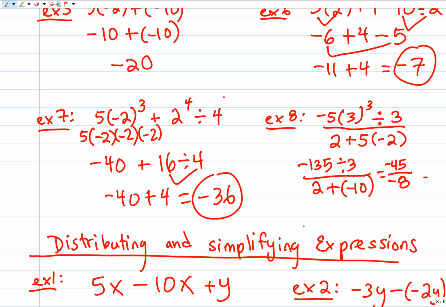Unfortunately not. What do you have to remember? What is a negative divided by a negative? So even though the 8 won't divide into the 45 any easier, or make it any simpler, we write that answer as positive 45 over 8, or 5 and 5/8.